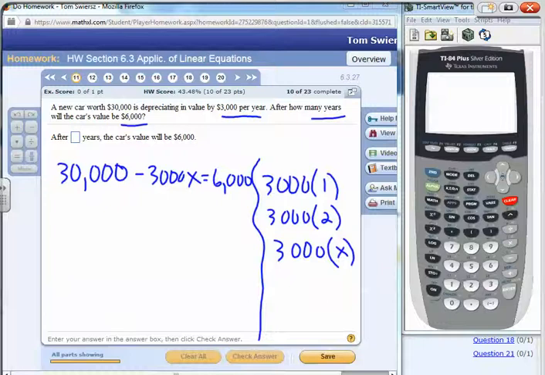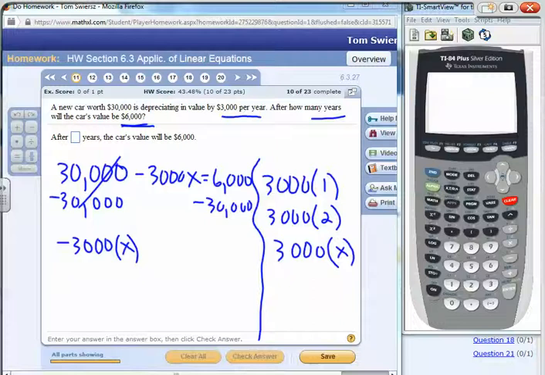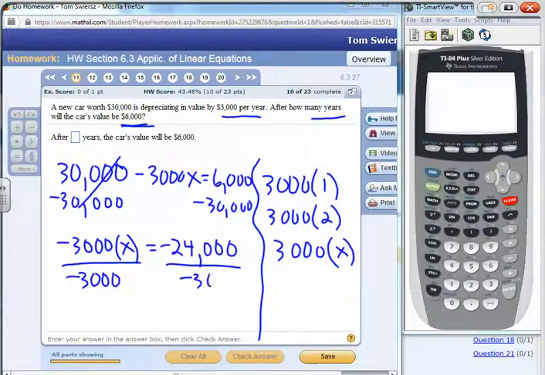So the value now, subtracting 3,000 times the number of years, when will it be 6,000? So equals 6,000. All right, here's our variable. We have a positive 30,000, so we're going to subtract 30,000 from both sides. This will give us 0. What remains on the left side is the negative 3,000 times x, right? Because there's a subtraction. 6,000 minus 30,000, you can do it on your calculator, is a negative 24,000.